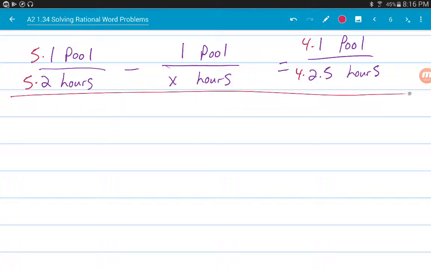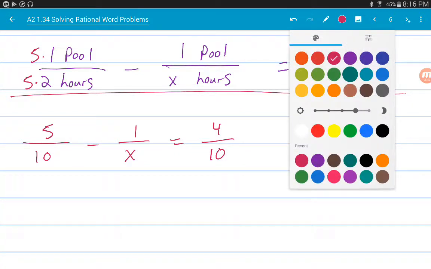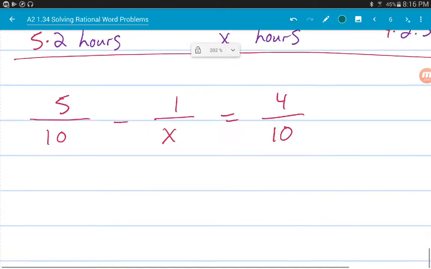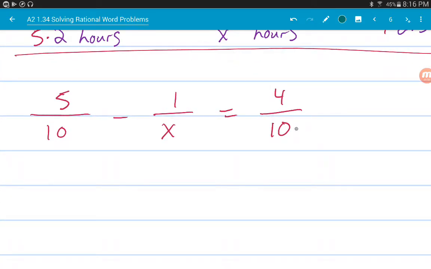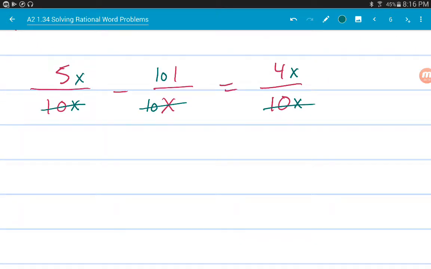So if I want to rewrite, I'm going to get 5 over 10 minus 1 over x is equal to 4 over 10. Look at where all those numbers came from. The method that I like to use for solving these involves crossing out all the denominators. So what I actually want to do is make all these denominators 10x. So I'm going to multiply by x over x, and 10 over 10. Now this is 10x, this is 10x, and this is 10x. So I can cross out all those denominators.